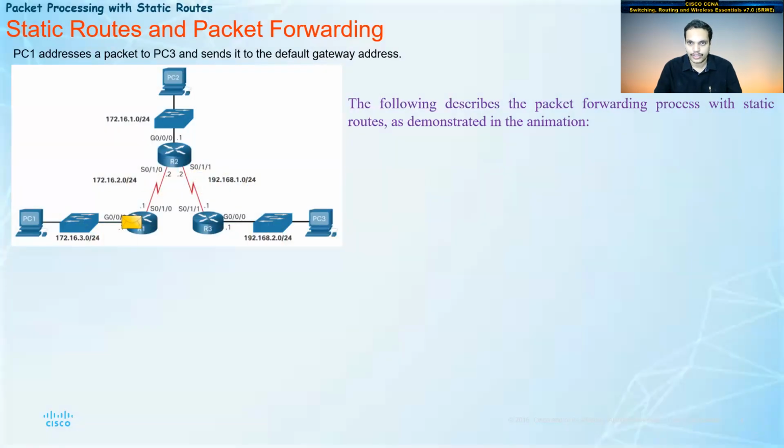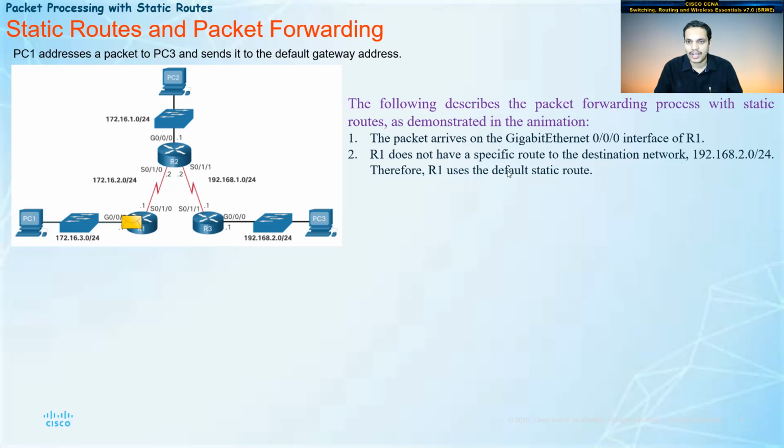Now consider this topology. Let us assume that PC1 is going to send a packet which is addressed to PC3. This packet will obviously be received by the default gateway, which is nothing but the G0/0 interface of router R1. That is the first step here. In the second step, R1 does not have a specific route to the destination network. Therefore, R1 uses the default static route.